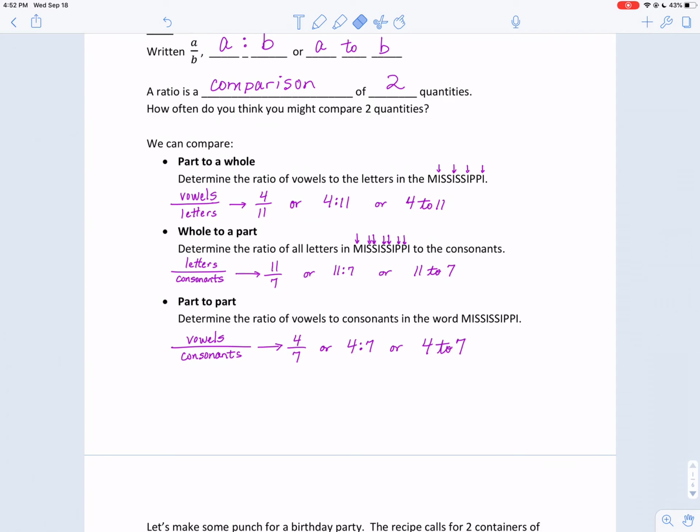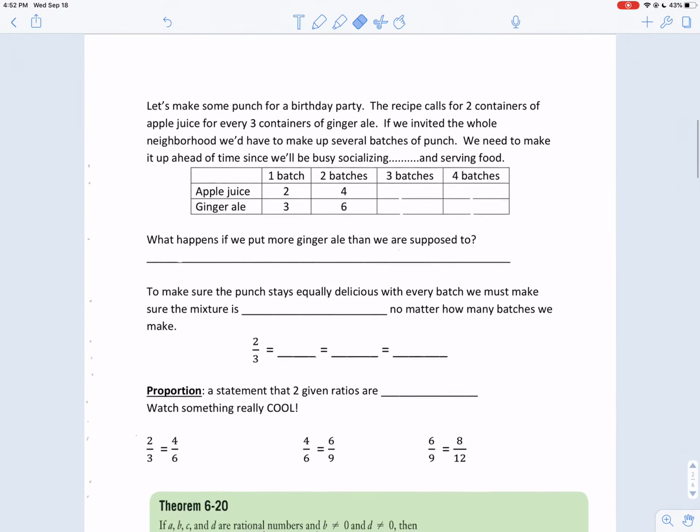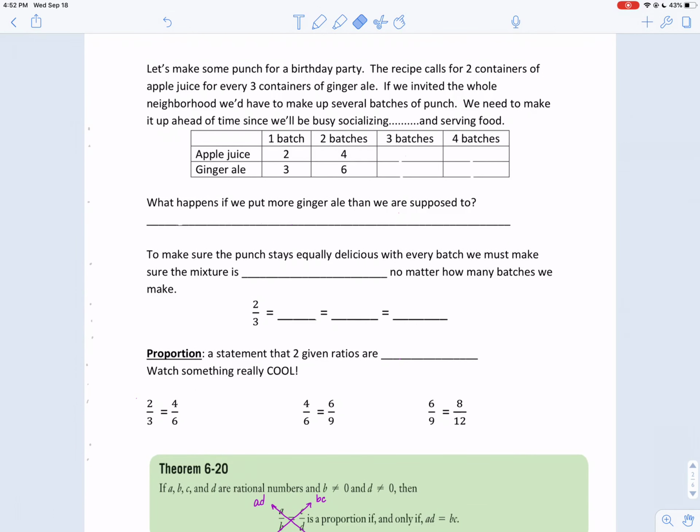Now let's use ratios, and this kind of example will help students understand what a ratio really is. So we're making punch for a birthday party. So the recipe calls for 2 containers of apple juice for every 3 containers of ginger ale. But we aren't just having a little party. We've invited the whole neighborhood. So we need to make up several batches of punch. We're going to go ahead and make them up ahead of time and keep them in the fridge so that when I'm busy socializing, I can just pull them out of the fridge and serve it.